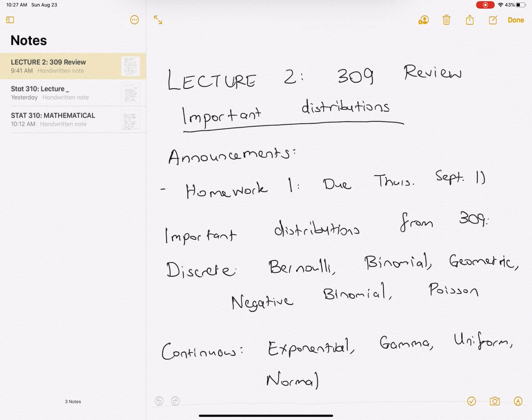So in particular, today we're going to cover important distributions from 309. I'm going to try to tell a little bit of the story behind those distributions, where they come from, why they're useful, and some of their key properties. There are 9 distributions total that we're going to cover, and these will all be distributions that will be used quite a lot. For discrete random variables, there are 5 distributions: Bernoulli, binomial, geometric, negative binomial, and Poisson. And for continuous, there are exponential, gamma, uniform, and normal. And we're going to cover all of those today.